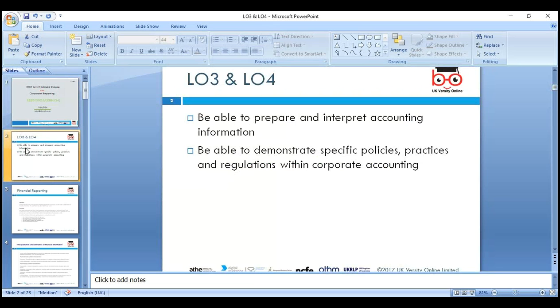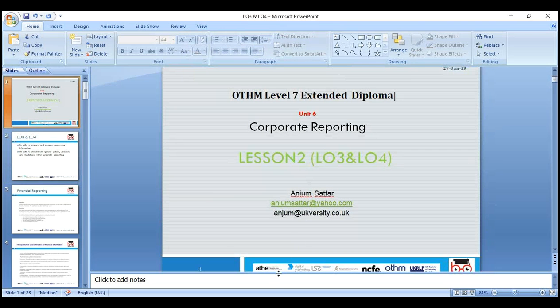So today's lesson we'll go through LO3: be able to prepare and interpret accounting information. How we can prepare, how we can record, how we can report, and how we can interpret accounting information for making decisions which can be useful for the business. So how the user can interpret the financial information. And LO4 will discuss being able to demonstrate specific policies, practices, and regulation within corporate accounting. So we'll go through some regulations, some rules as well. That will cover our LO4.